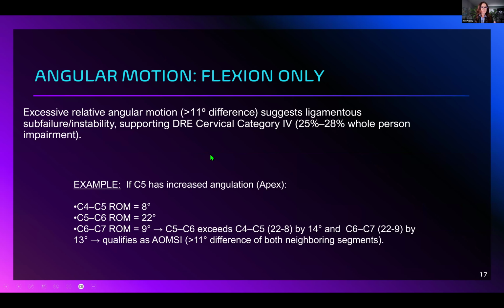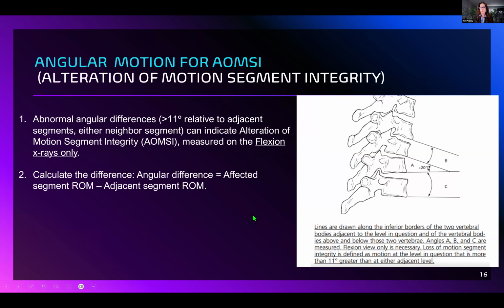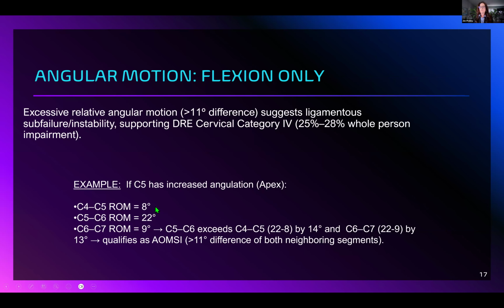So an example would be, if we had this diagram, at C4, C5, it measured 8 degrees. At C5, C6, it measured 22 degrees, but at C6, C7, it measured 9 degrees. Then we subtract the level above it. If either one of those values are greater than 11 degrees, now we have ligamentous instability, and it's because of the angular motion. And again, this is only on the flexion X-ray.